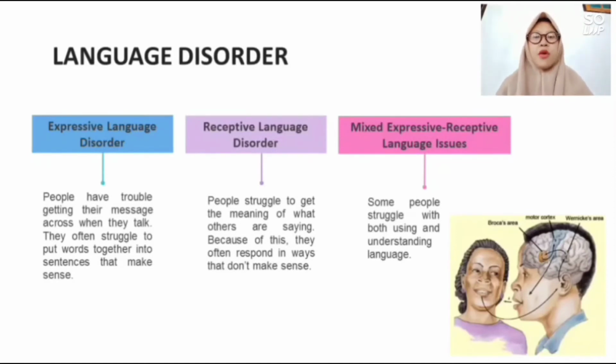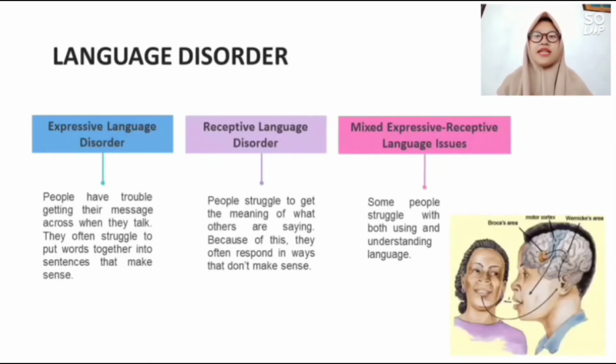For example, when you say to your child, "Hey baby, could you please help me take a book on that table?" and your child doesn't respond, or doesn't take the book but takes a remote control instead, it might be that your child has a receptive language disorder. They find it very difficult to understand or get the meaning of what people are saying.